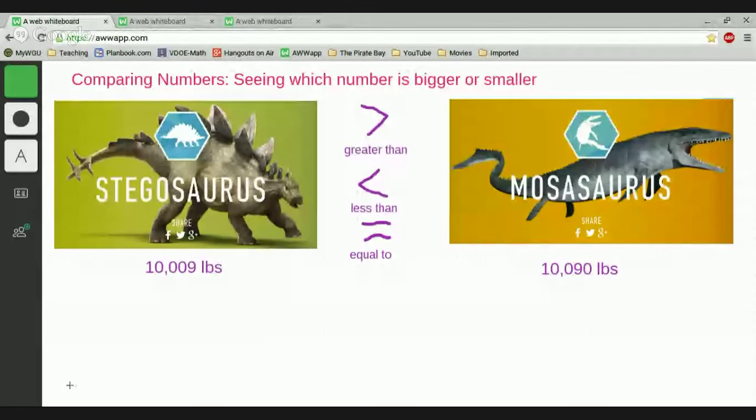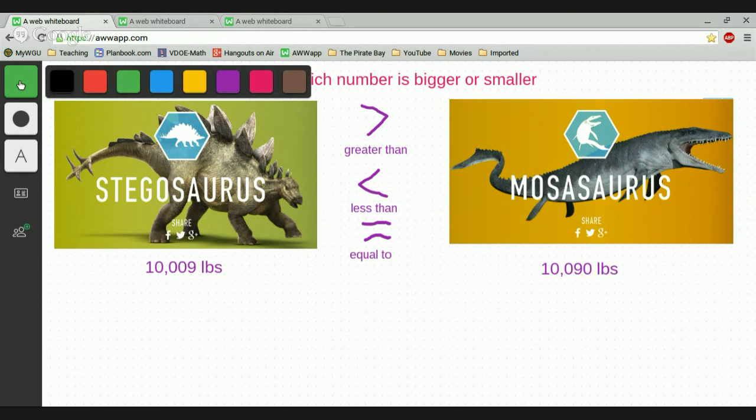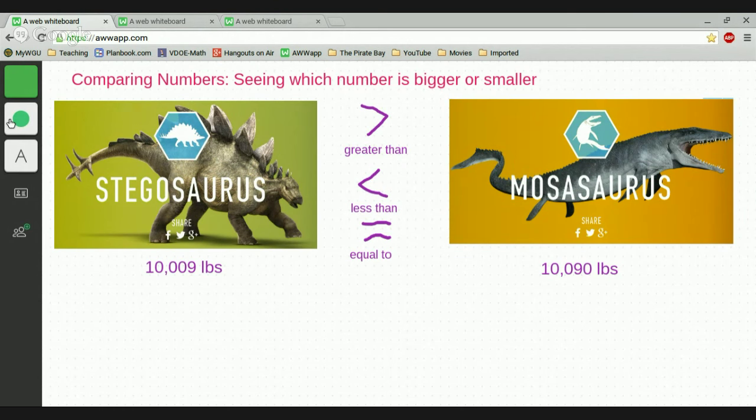So today we are talking comparing numbers, and comparing numbers is just a fancy way of seeing which number is bigger or which is smaller. And with comparing numbers, we have this one sign is greater than, the next one is less than, and equal to. The way that I remember this is I actually draw, now you don't need to do this, but you can if you want to.